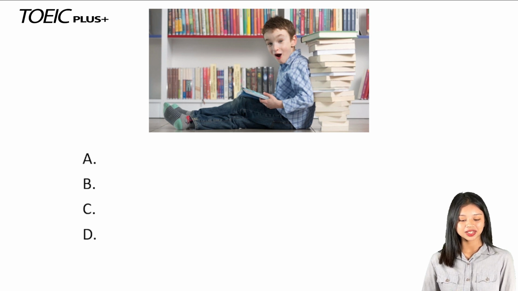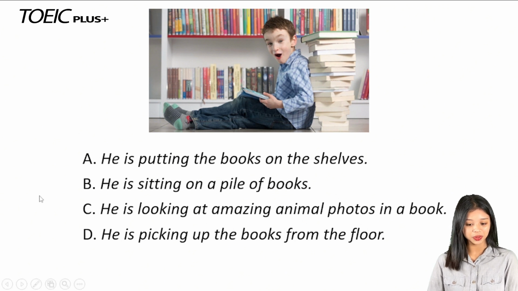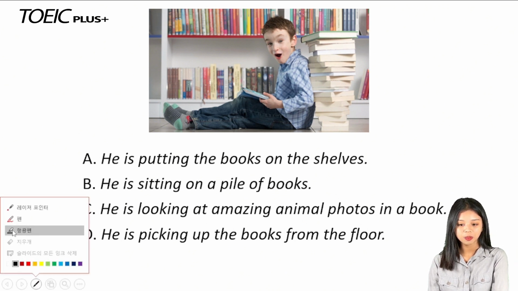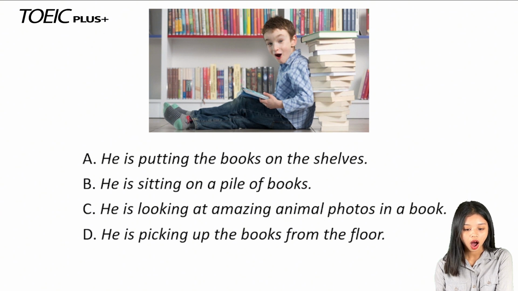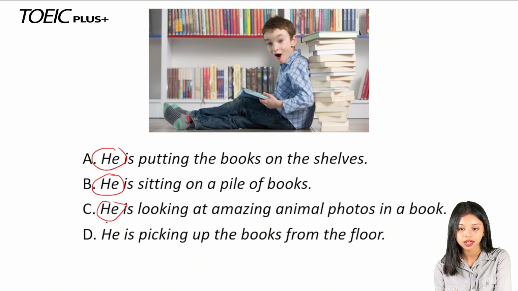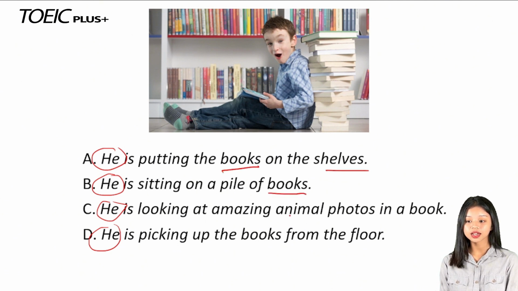Okay, now that you have listened to the 4 statements, I think we can proceed to the next one. For the sake of studying the statements, let us look at the answer options in text right at the screen. Let us check the keywords first. Now we will need to mark the keywords starting from the nouns. First, all the sentences start with the pronoun he as the subject. Next, the nouns in the predicate of the statements are books, shelves, animal photos, and floor.